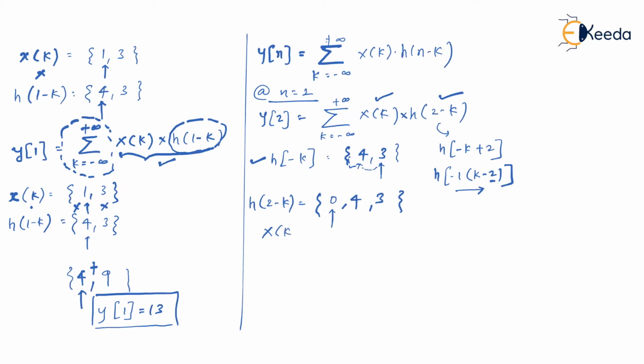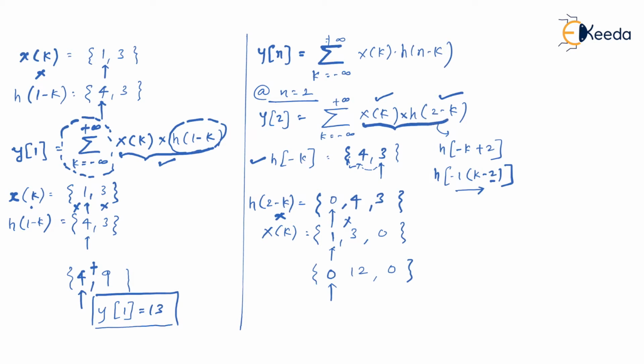This h of 2 minus k is going to get multiplied with x of k. So I'll write that x of k here now. What was x of k? X of k was 1 comma 3, and we wanted to multiply this. Let us multiply. 0 into 1 we have 0, 4 into 3 we can write 12, 3, and again if nothing is there we can treat this 0. 3 into 0, it is 0. Needless to tell you, arrow remains at the same position. So this is the product of x of k into h of 2 minus k.